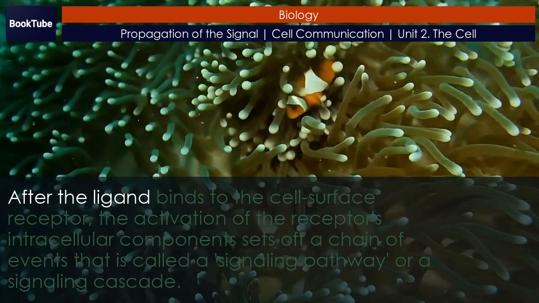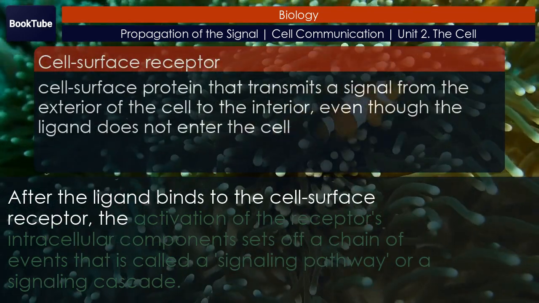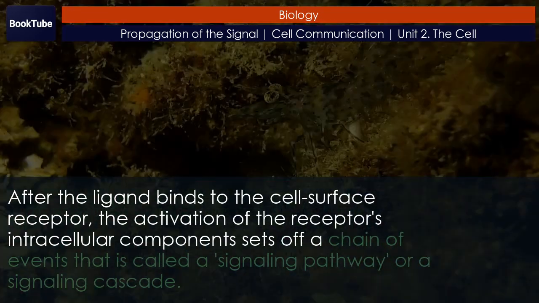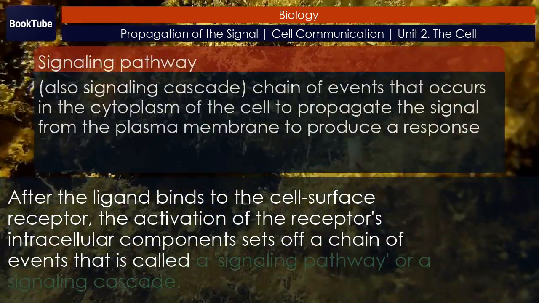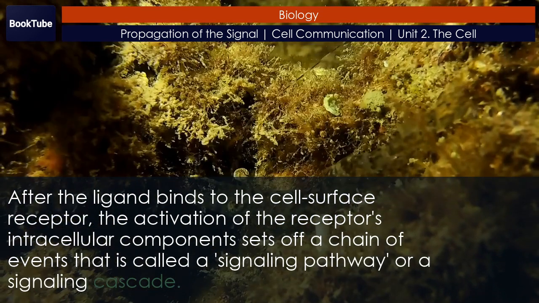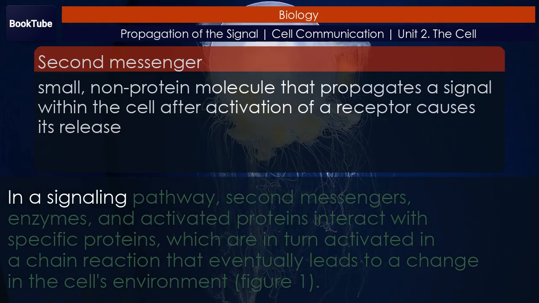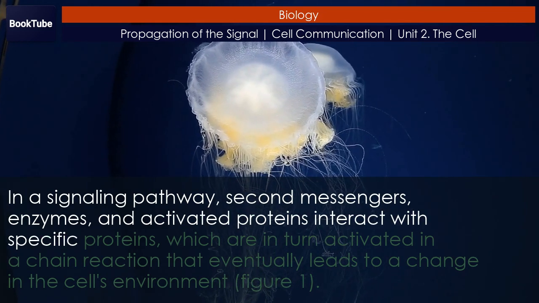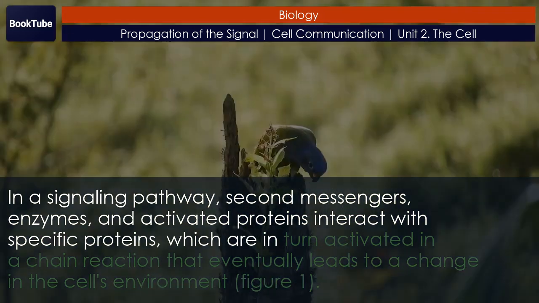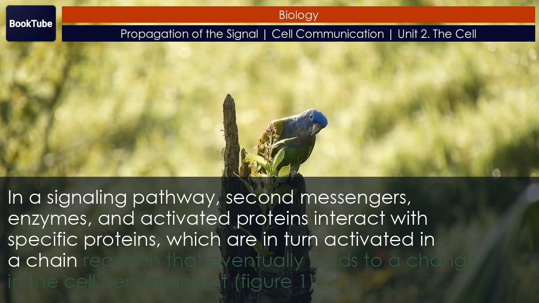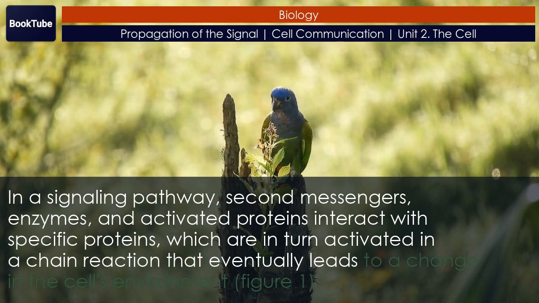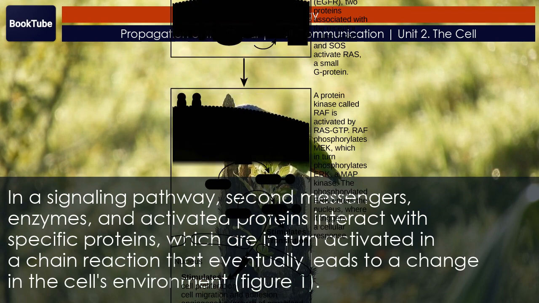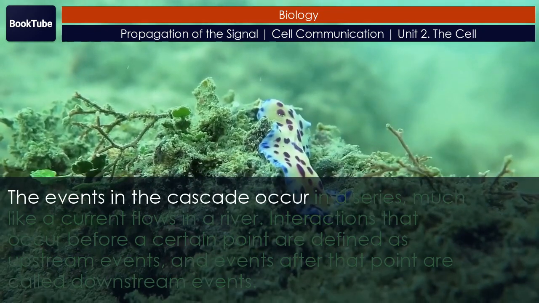After the ligand binds to the cell surface receptor, the activation of the receptor's intracellular components sets off a chain of events that is called a signaling pathway, or a signaling cascade. In a signaling pathway, second messengers, enzymes, and activated proteins interact with specific proteins, which are in turn activated in a chain reaction that eventually leads to a change in the cell's environment. Figure 1. The events in the cascade occur in a series.